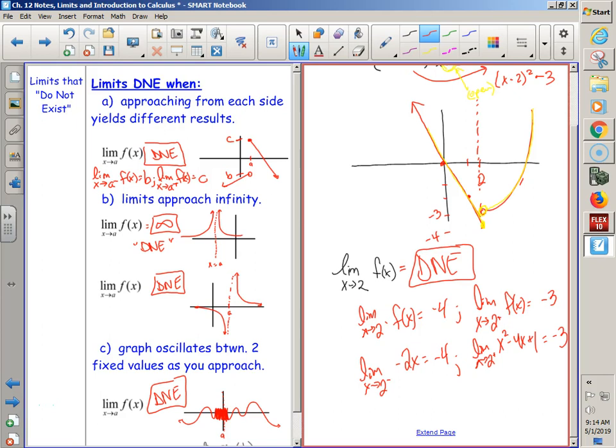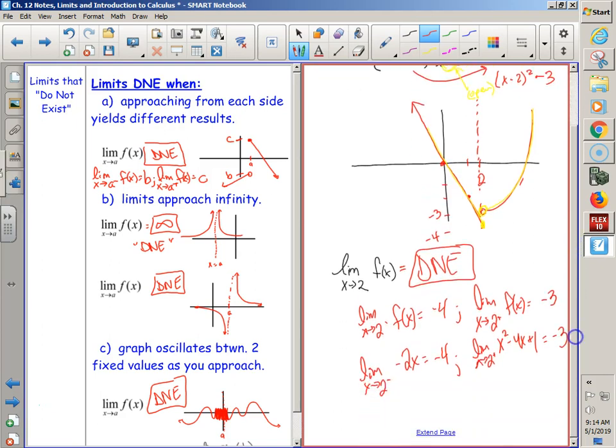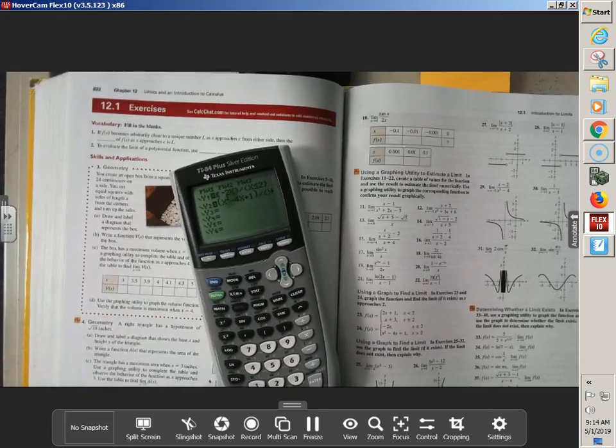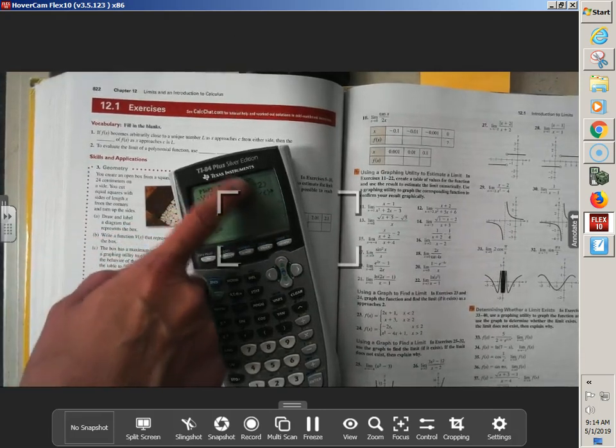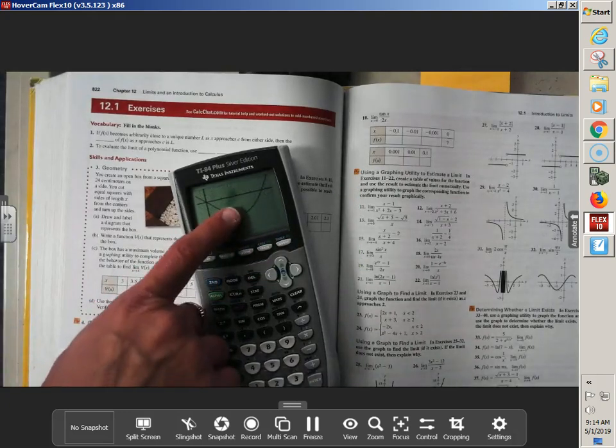You already saw in class us do this example right here, a little bit more fully, using our calculator and using that Boolean programming language to get only certain x's as far as when we're graphing. But then you're able to see a jump right there.